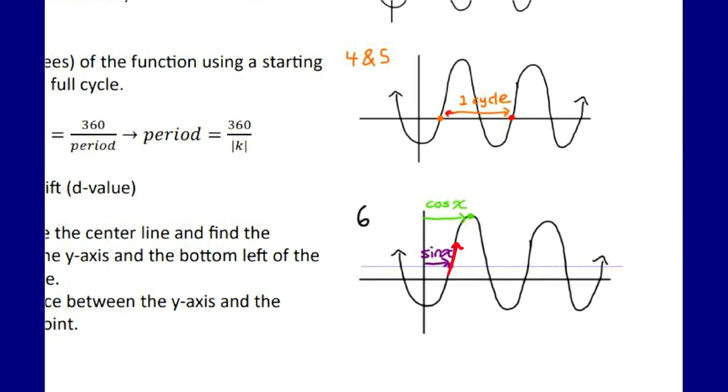For cosine, we're moving from the y-axis to the right to our closest maximum value, which would be up here. And again, that's just because of the characteristics of how our sine and cosine functions start. Remember, the sine function started at our midline, or 0, and the cosine function started at our maximum.